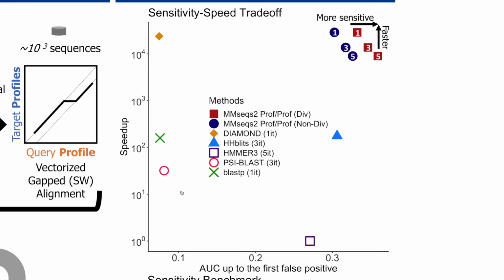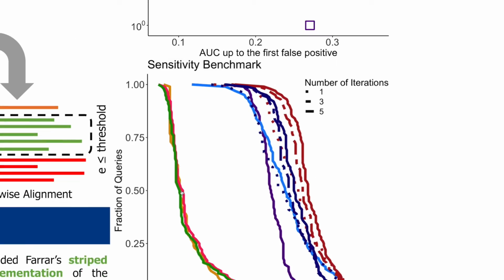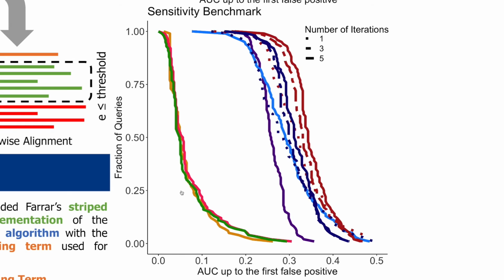MMseqs2 profile is at least 50 times faster than HHblits in its highest number of iterations, and at most 160 times faster than it with a single iteration search. In addition, MMseqs2 greatly outperforms DIAMOND in sensitivity, and a single iteration MMseqs2 profile search runs faster than it. The next plot illustrates the AUC curves for each tool to illustrate their search sensitivities.